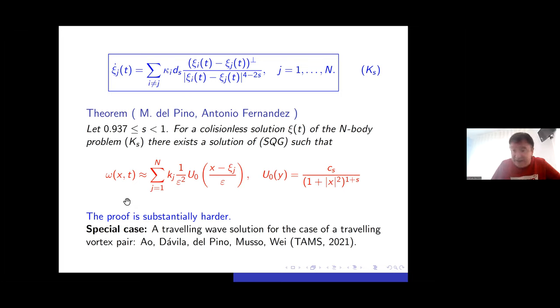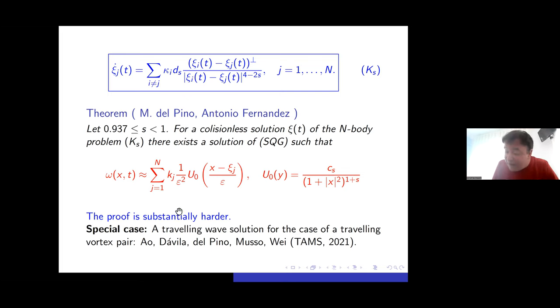The proof is much harder, actually. It needs, in particular, a lot of effort to make high order improvements of the approximation and to control, in the gluing process, the non-local terms, the coupling. The coupling becomes much more subtle, okay?